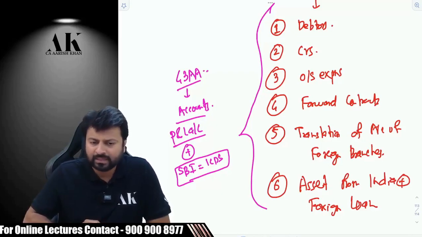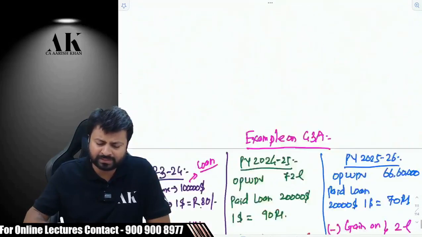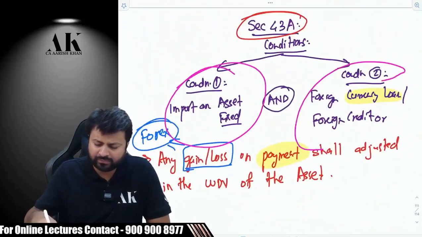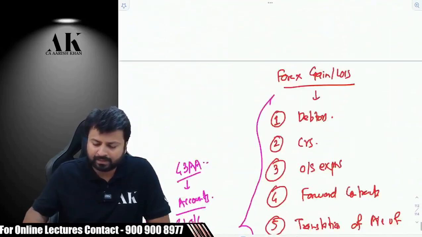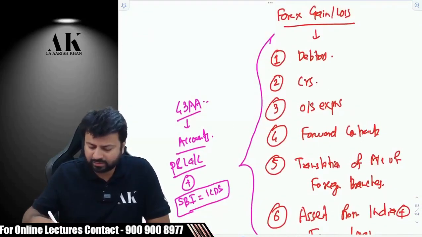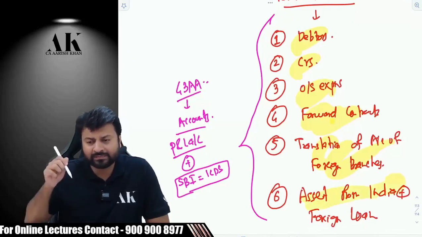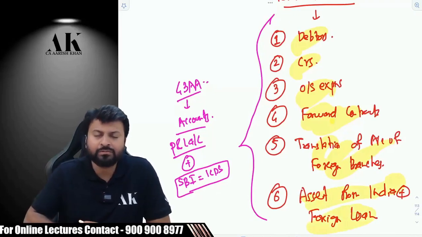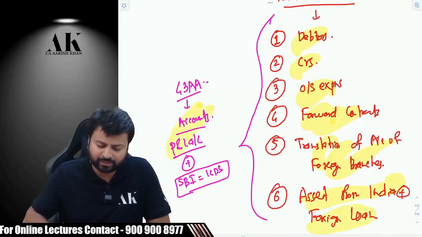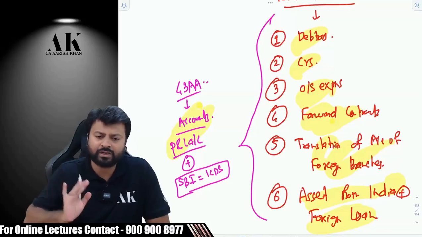So there are two provisions in front of us. One is 43A, which is very specific to these two conditions. If you fulfill these two conditions, on the date of payment, you are supposed to adjust. But if the forex gain or loss is on other things like debtors, creditors, outstanding expense, forward contract, translation of accounts of foreign branches, if you buy an asset from India, which is not covered in 43A, unfortunately, and the foreign loan, then all these things will be treated as per 43AA. You have to treat as per the accounting treatment.